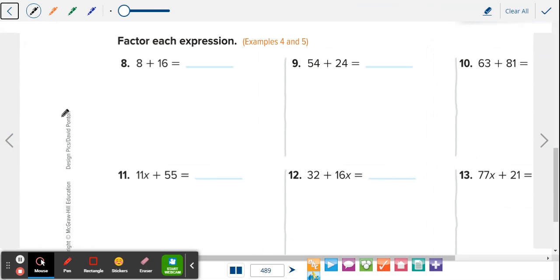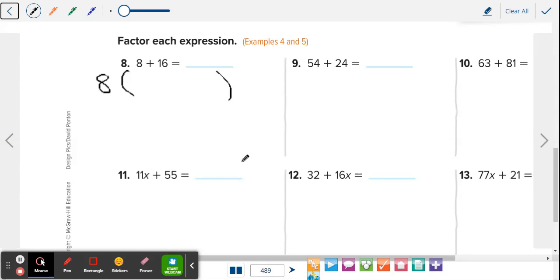Okay, number 8. 8 plus 16. So your first job here is to find the greatest common factor and factor it out. So what is going to be the greatest common factor for 8 and 16? 4. Is that the greatest? Wait, no, 8. So remember, it has to work for both of them. 16 wouldn't work for 8 because 8's maxed out. So 8 would be your greatest common factor. So that's what you're taking away. That's what goes on the outside. So 8 goes automatically outside the parentheses.